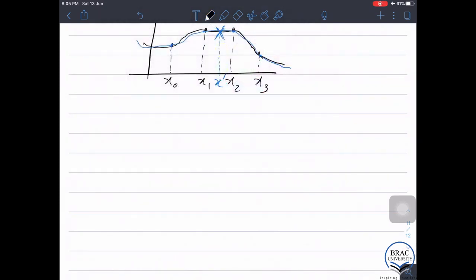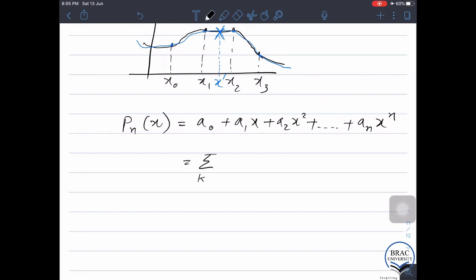Let's say I want to find a polynomial of degree n. So a general polynomial of degree n, Pn of x, can be written as a0 plus a1x plus a2x squared, up till an x to the power n. Correct? So we can write it in a shorthand form, for k going from 0 to n, as ak x to the power k.